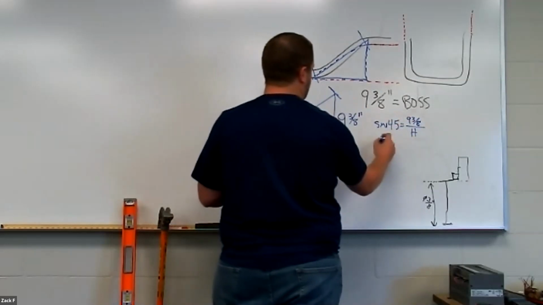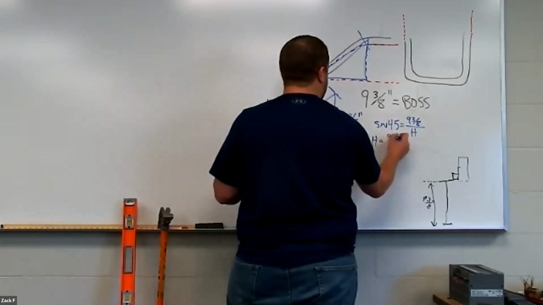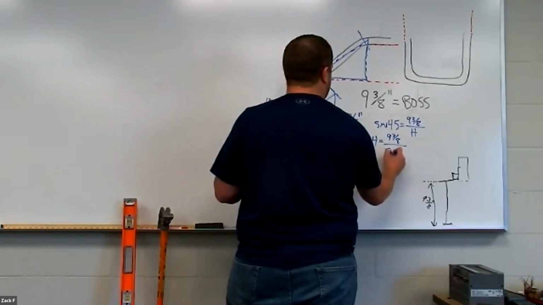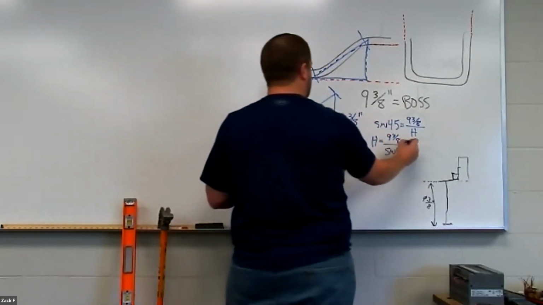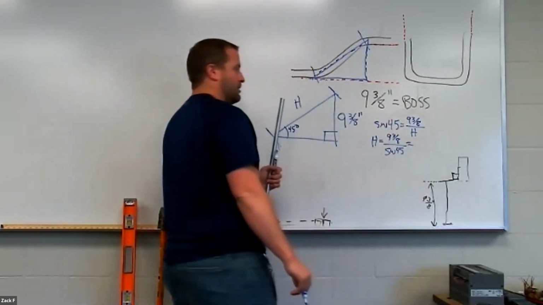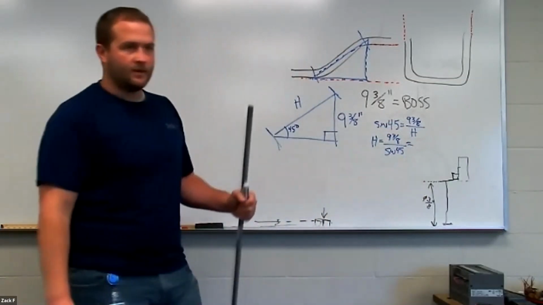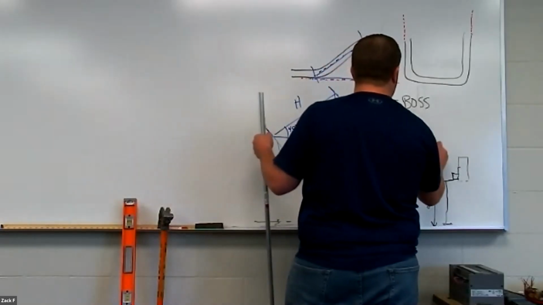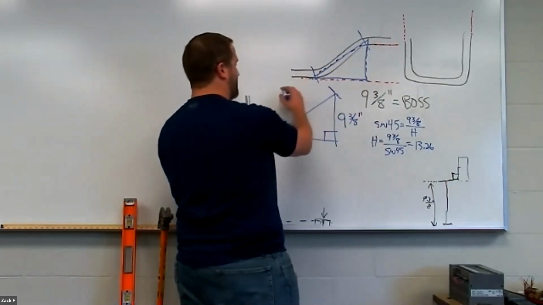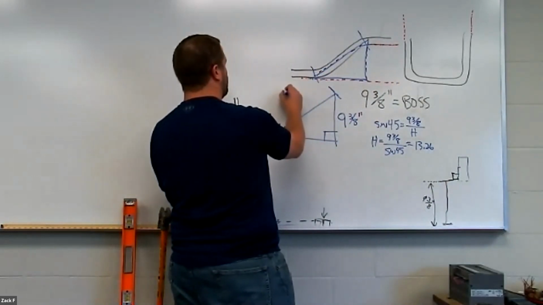So h in this case is hypotenuse. So if we solve for h, h is 9 3/8 divided by the sine of 45. So what's the distance between our marks here? Anybody got a calculator? 13.26. So that means the distance between our marks is basically going to be 13¼ inches.